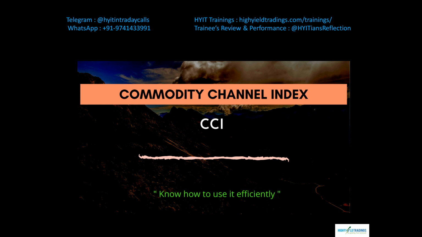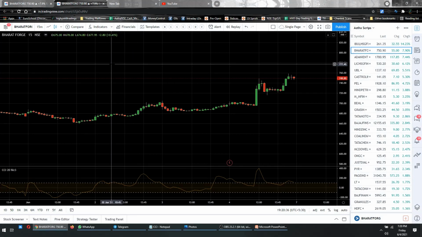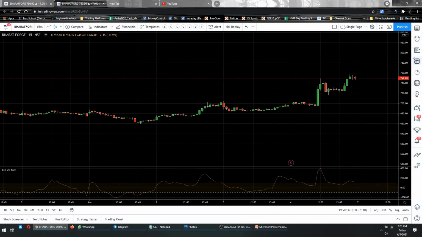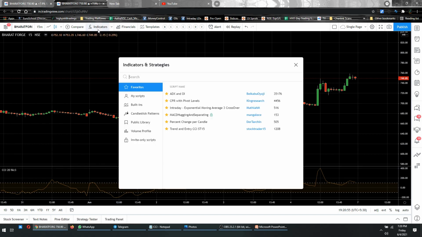First thing, let me quickly get on to the chart and show you how to plot the CCI and what changes need to be made. Here we have Bharat Forge. Let me make it full screen. As you can see in the left top corner, we have the 15 minute chart open here, and here is the CCI. Let me show you how to plot the CCI here. You can click on indicators. By the way, this is TradingView, the charting platform that I'm using here.